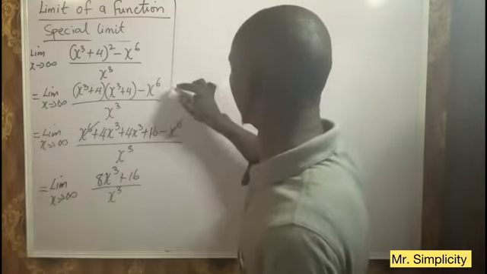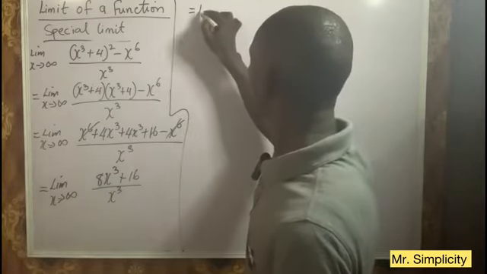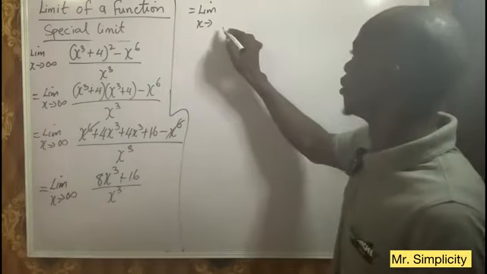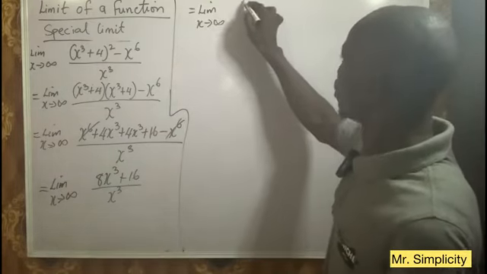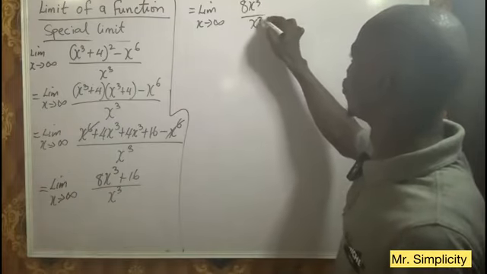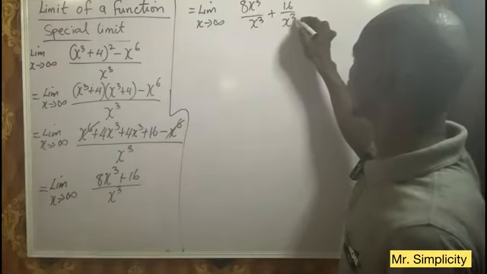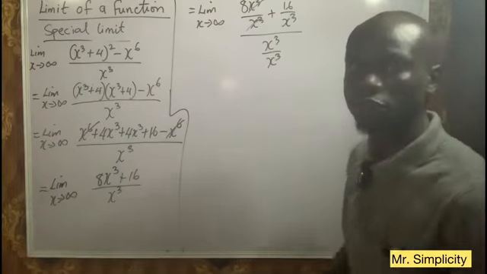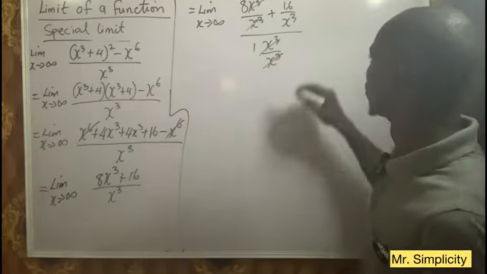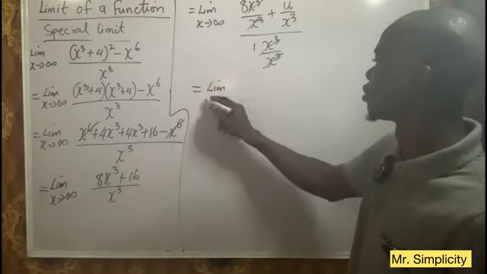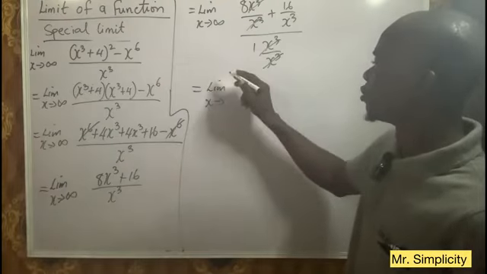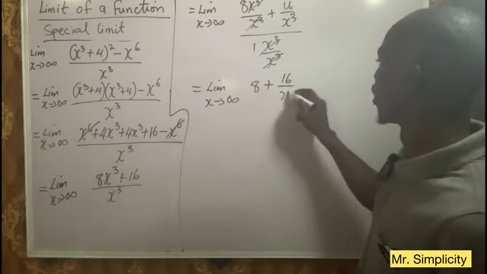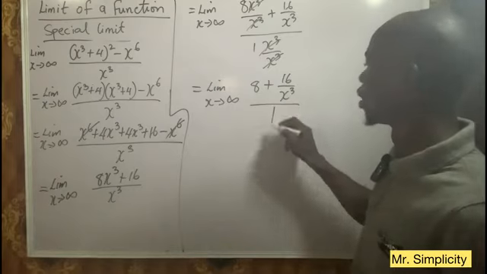So if I divide by that, I'm going to have limit as x tends to infinity, 8x cubed over x cubed plus 16 over x cubed, all over x cubed over x cubed. x cubed goes out, x cubed goes out, remain 1. So what is left is limit as x tends to infinity, 8 plus 16 over x cubed all over 1.